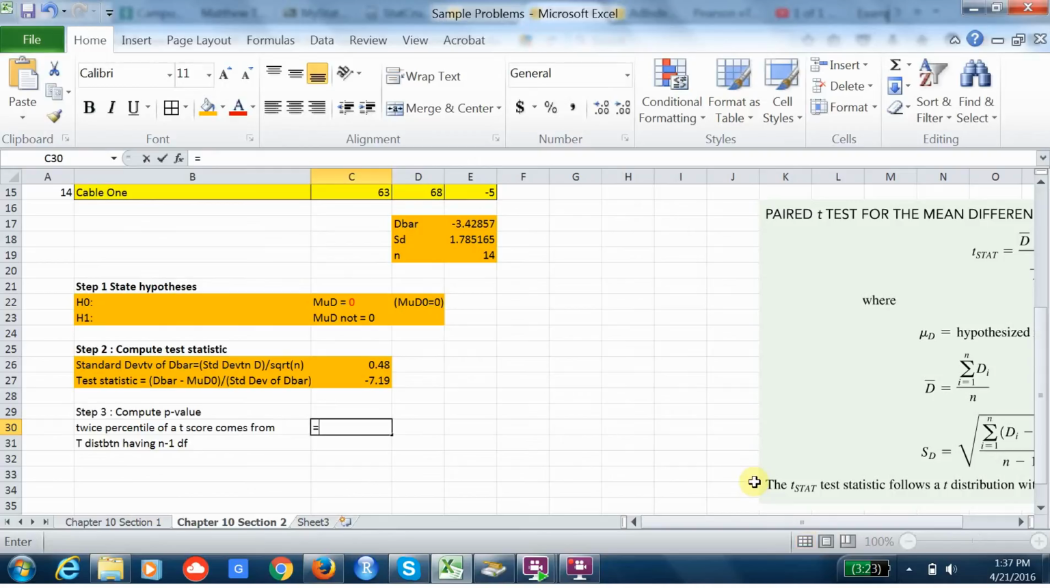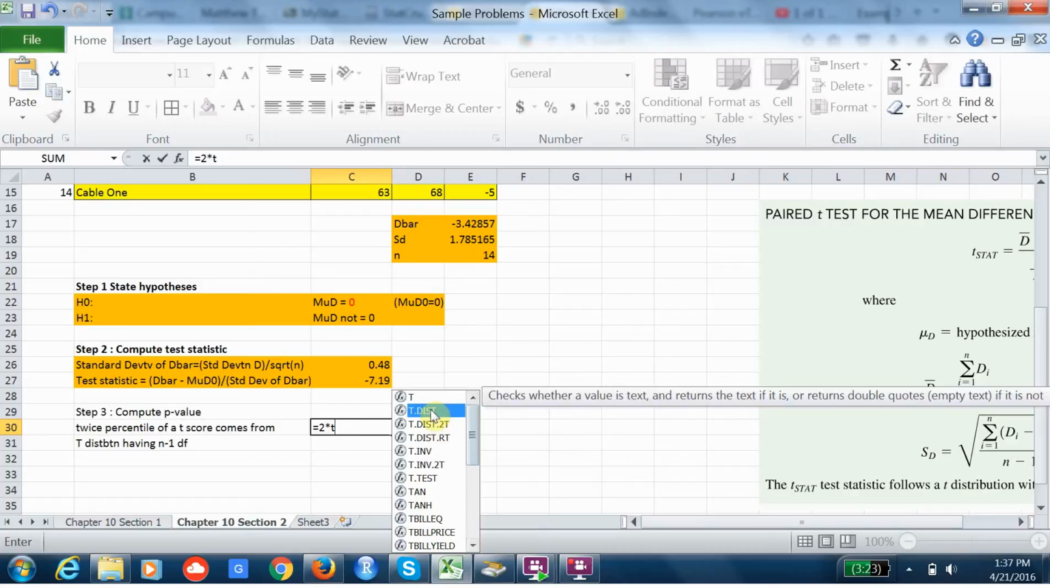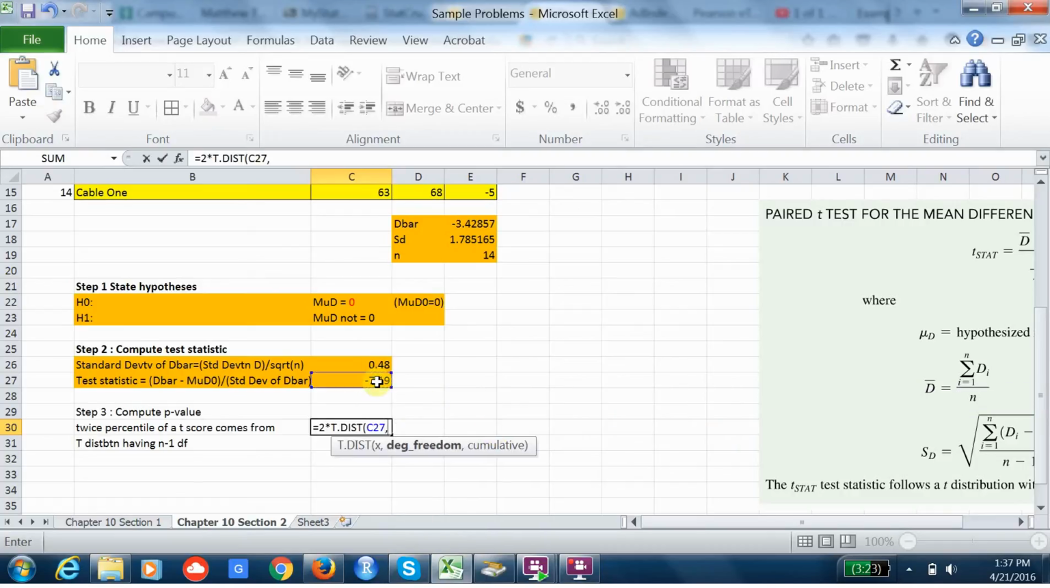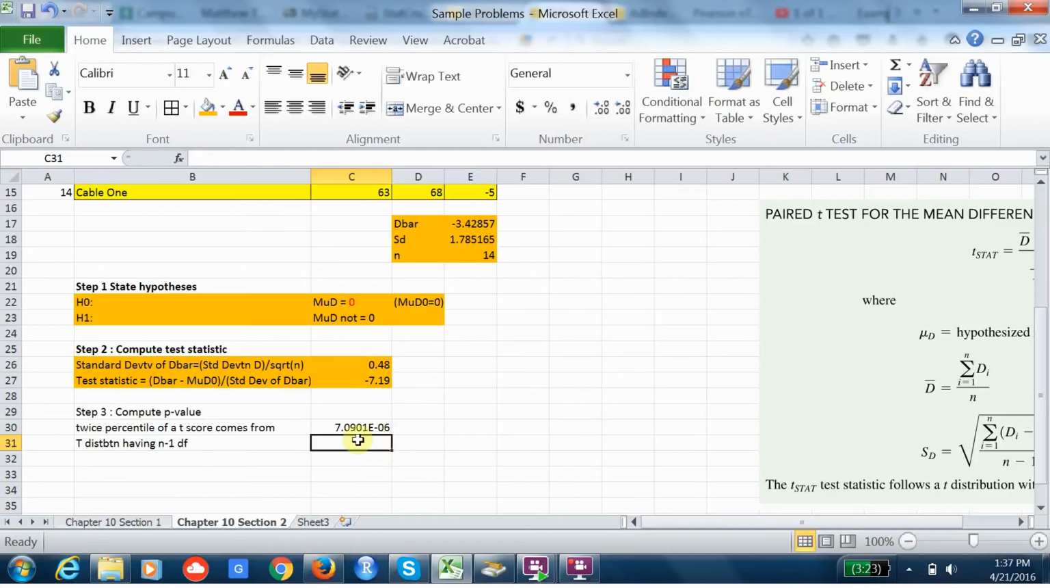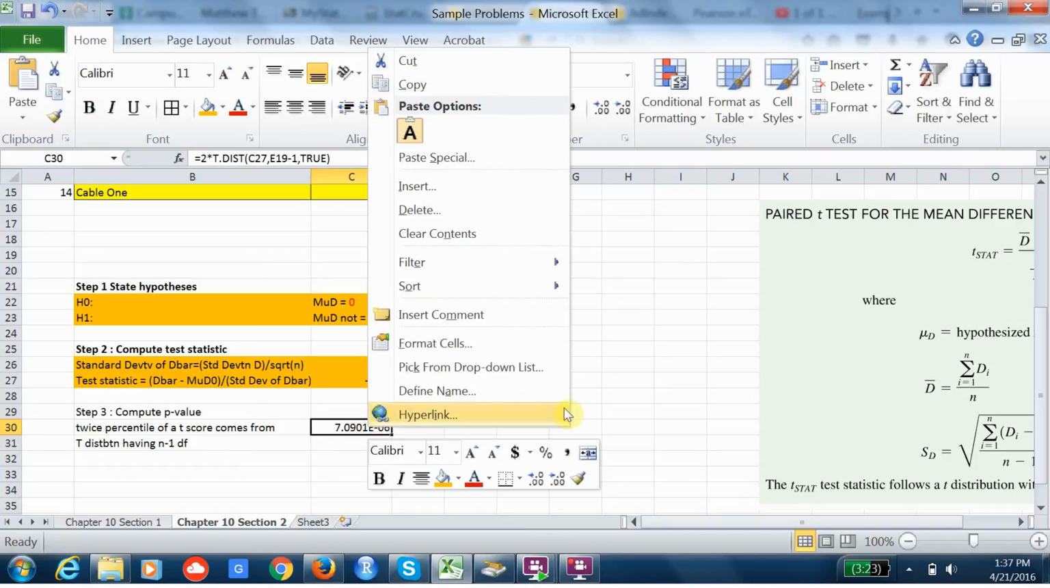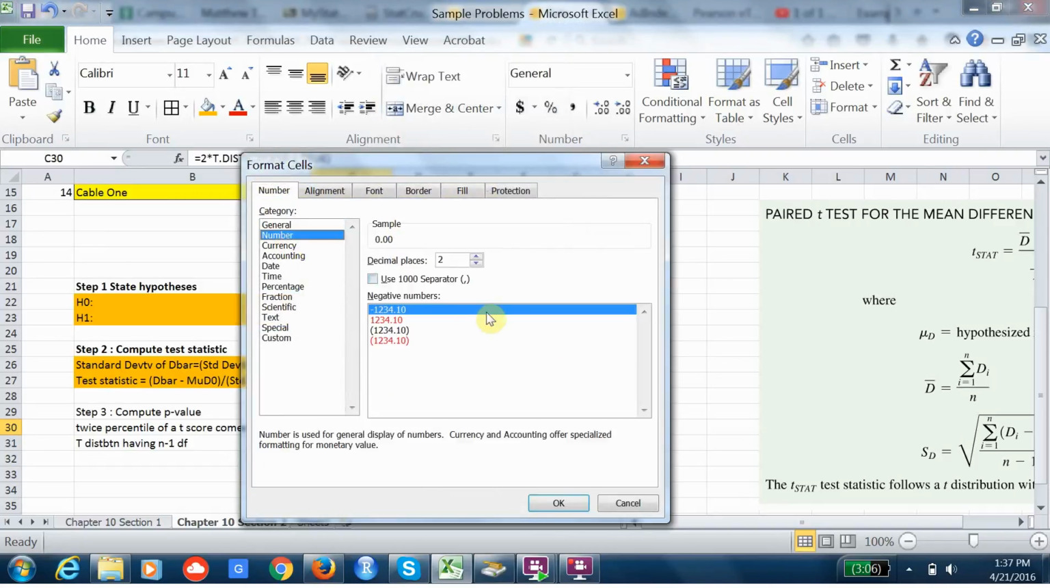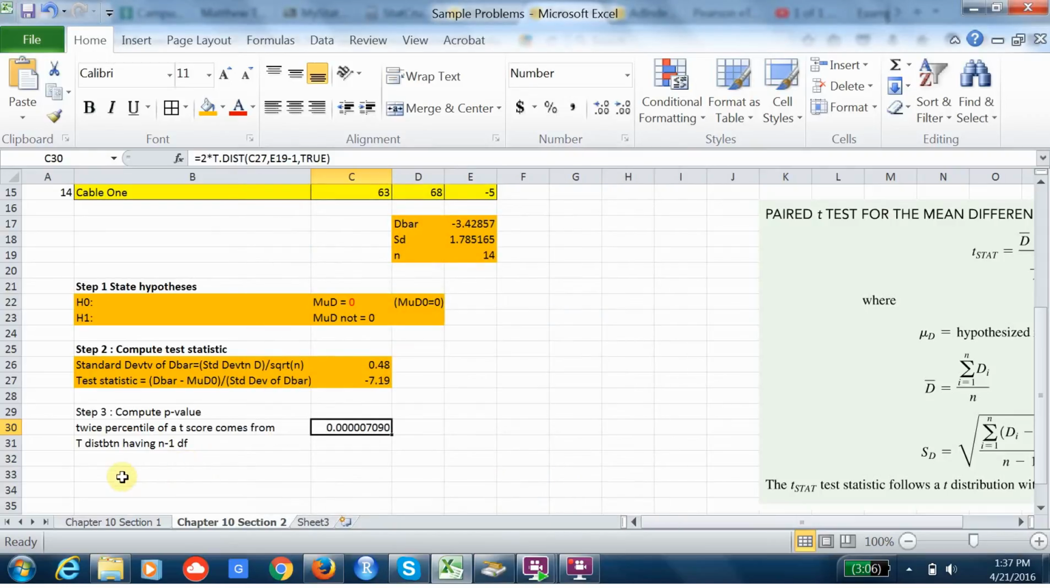Okay, so we're going to say 2 times, and I'm going to be able to use just the lower percentile because my t-score is negative. If it was positive, I would have to say 1 minus t-dist, right? So I start off t-dist. There's my value. My degrees of freedom is, and I want the cumulative. And the p-score is really low. This is 7 times 10 to the minus 6th. Okay, very, very low. You can see how small it is.